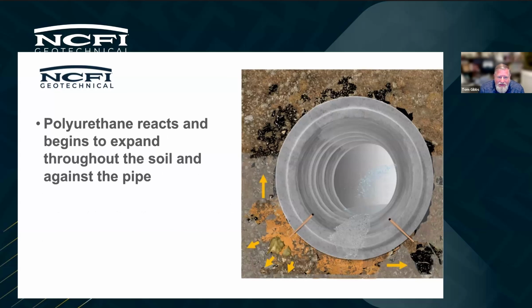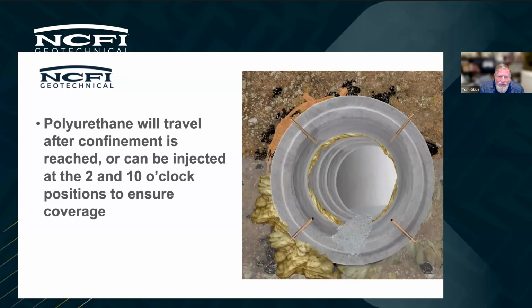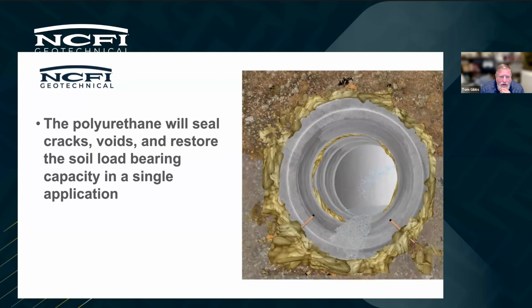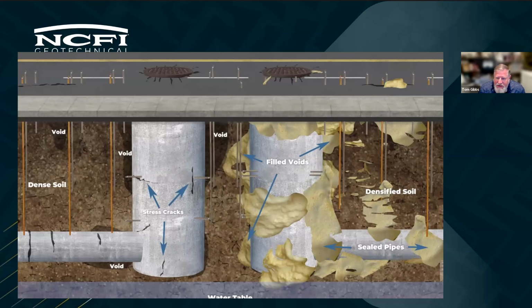Polyurethane reacts and begins to expand throughout the soil and against the pipe. It'll travel after confinement is reached, or can be injected at 2 o'clock or 10 o'clock if needed. It'll seal the cracks, voids, and restore the soil load-bearing capacity in a single application. As you can see from this diagram, with stormwater systems, there are all types of different ways and areas this can be used.